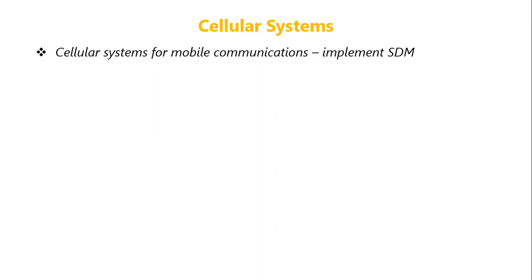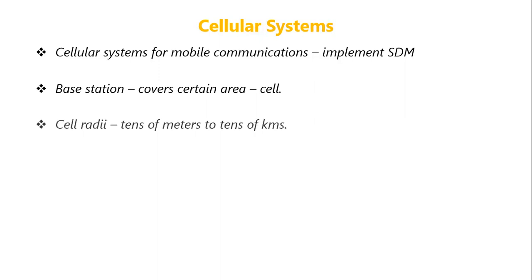The topic we'll be discussing in this lecture is cellular systems. Cellular systems for mobile communications are basically implemented by using SDM, that is space division multiplexing. Here each transmitter is typically called a base station, and the base station covers a certain area called a cell. The radius of the cell can vary from several tens of meters to tens of kilometers.